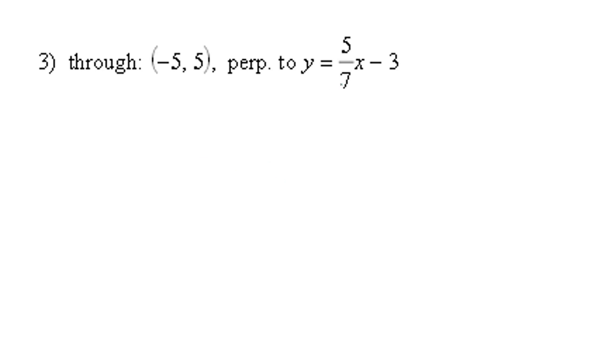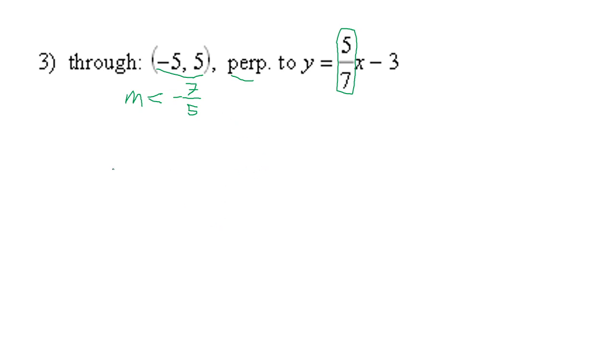All right, so from here, what we're going to do is the exact same thing. We have to find our new m, our new slope, of our new line. So we're finding a line that's through negative 5, 5 and perpendicular to this line here. This line's slope is 5 over 7, but then we have to take the negative reciprocal, so the negative reciprocal becomes negative 7 over 5.